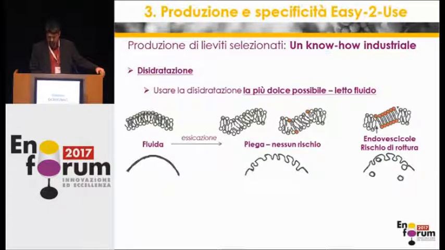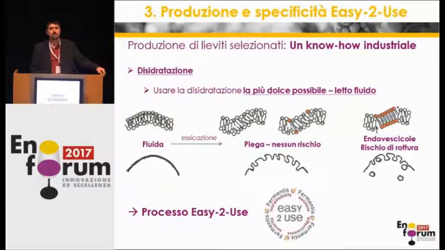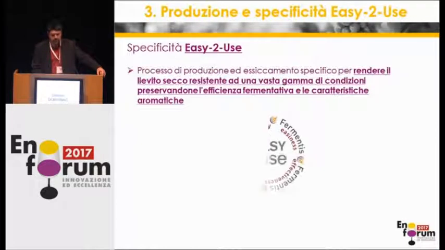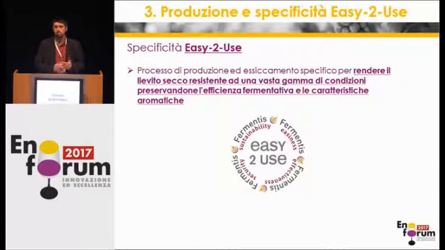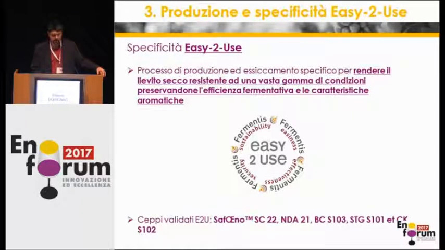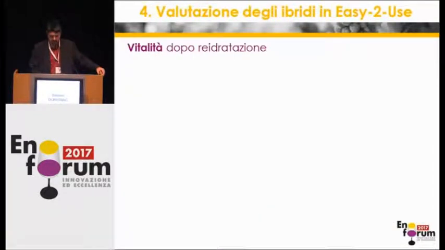So this is what you need to know in industrial terms when it comes to the reproduction and the effects of dehydration. The easy-to-use process factors in all these parameters, and we have in the course of time validated a certain number of strains. The easy-to-use process is specific for yeast production and makes it possible to produce dehydrated yeasts that can stand different handling conditions and different conditions of use. The validated strains are the following: the SC22, which was the previous control, the NDA21, and the others listed here.